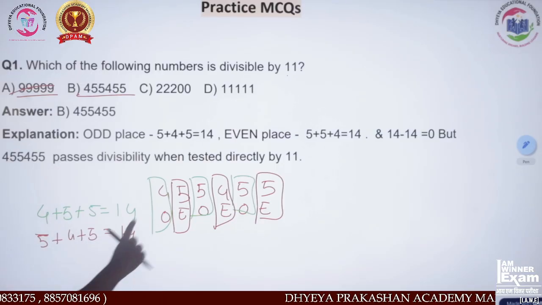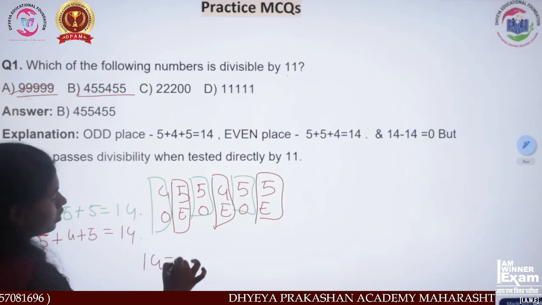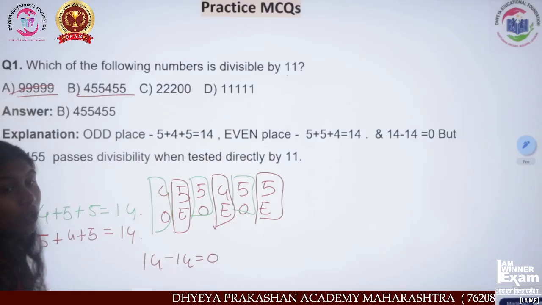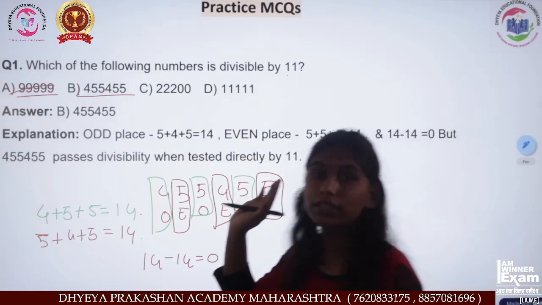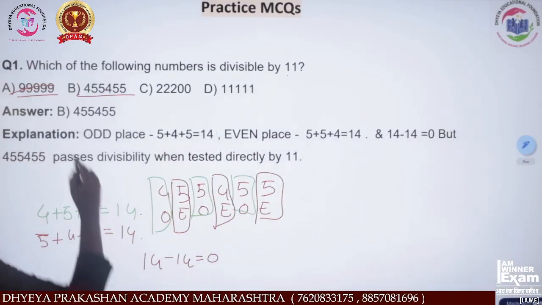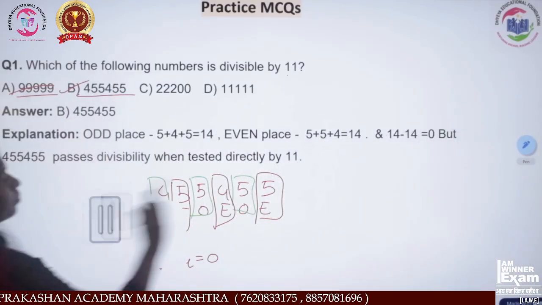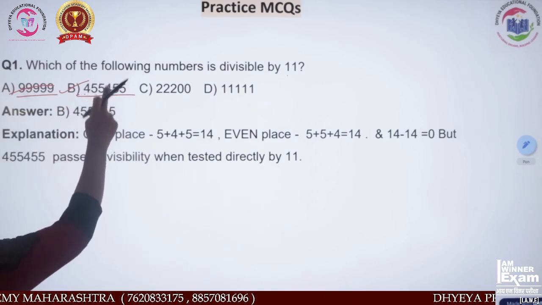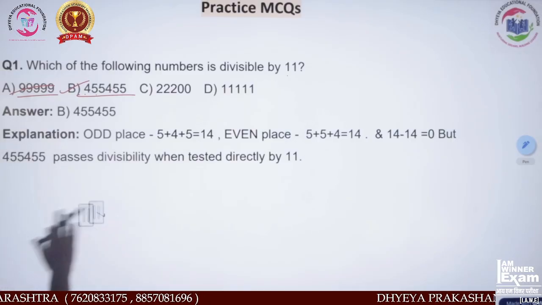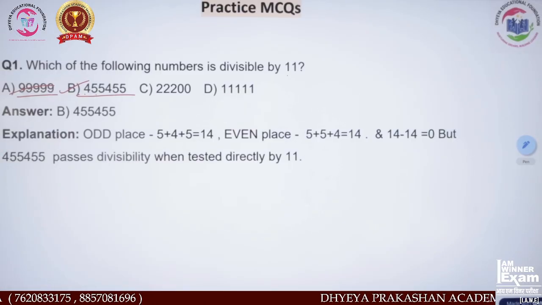So now you have to find the difference. 14 minus 14, you will get 0. It means this number is divisible by 11. So what will be your correct option? That is option B, 4, 5, 5, 4, 5, 5. This will be your correct option, as this number is divisible by 11.